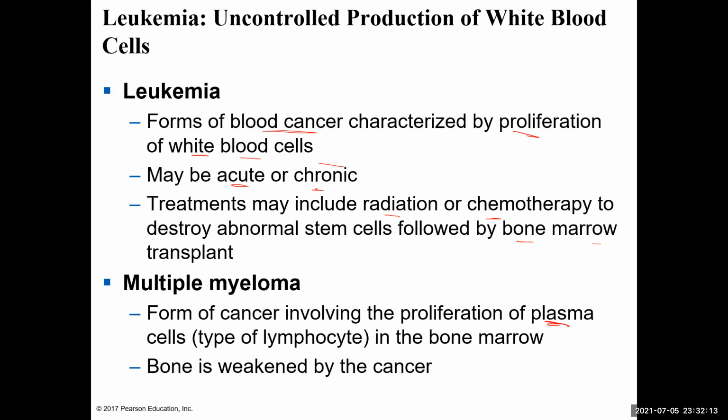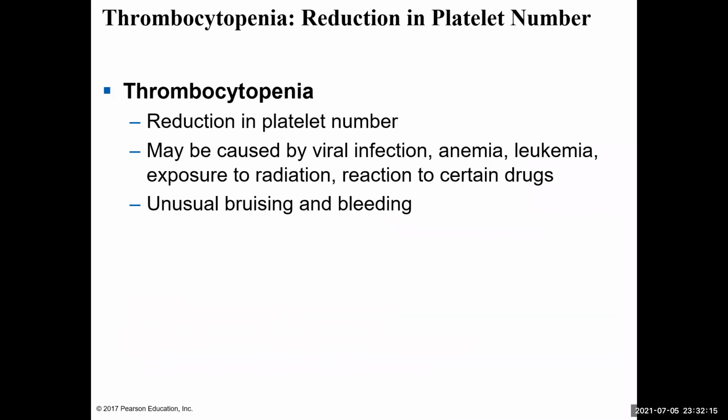And then the last disease we're going to talk about for the chapter is thrombocytopenia, which is just where you have a reduction in platelets due to some sort of infection or leukemia or anemia or some other factor like radiation or medications that you've taken. And this can lead to a lot of unusual bruising, so like you bruise easily, and unusual bleeding that's not normal, again, because you have a reduction in platelets. And remember, platelets make that plug during the hemostasis process, so that's that second step.